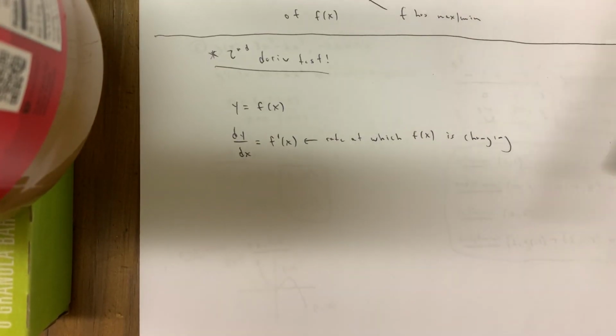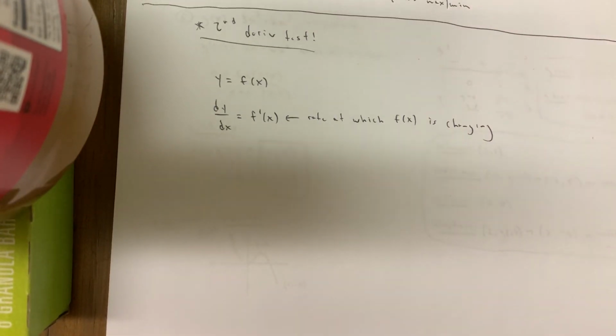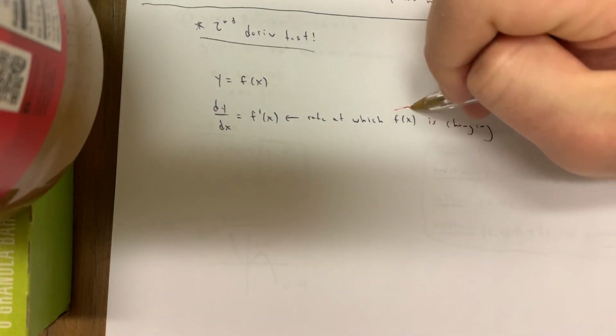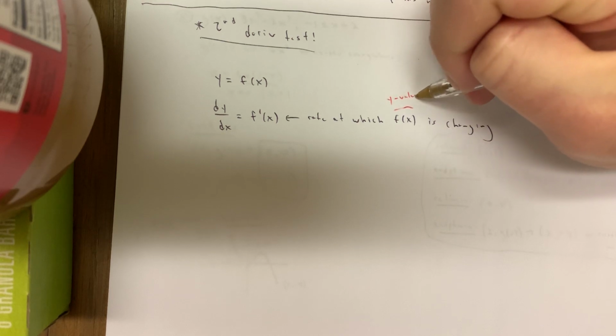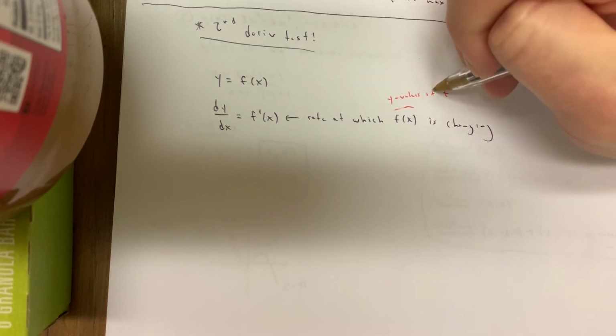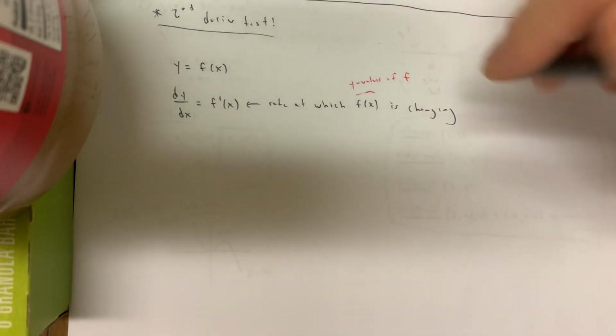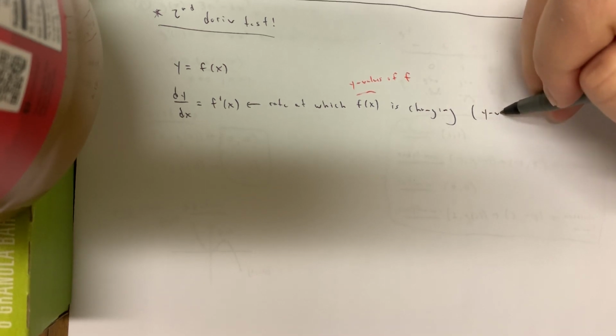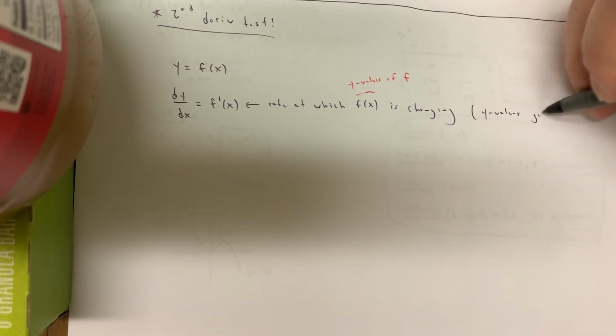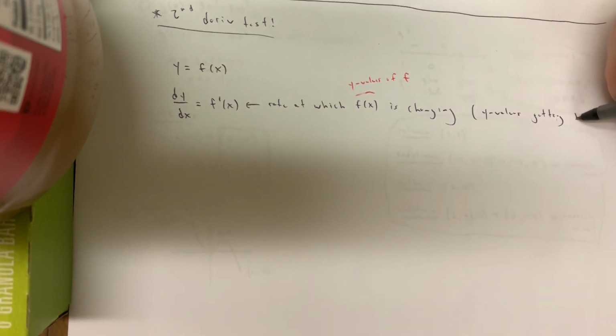Anyway, so the rate at which f of x is changing. Remember, f of x represents y values. The slope always represents y values. So it's the rate at which the y values of f are changing, okay? And remember, if something has a positive rate of change, it's getting bigger. If something has a negative rate of change, it's getting smaller. So that tells you either the y values are getting bigger or smaller.